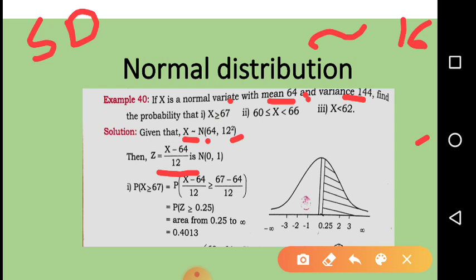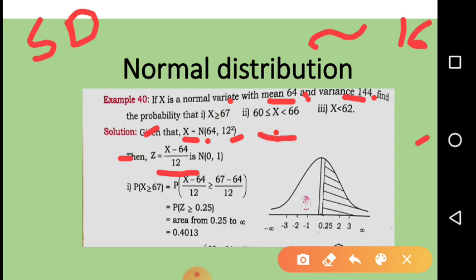I'll tell it once again. The first step is X follows N, normal distribution, bracket, mean 64 comma, variance 144 they have given, so you write 12 squared. Then write the formula Z is equal to X minus mean, in the question it is 64, divided by 12. 12 is the standard deviation, and Z is a normal variate with the range 0 and 1. The first two steps are the same for all the problems, students. So this step and this step.